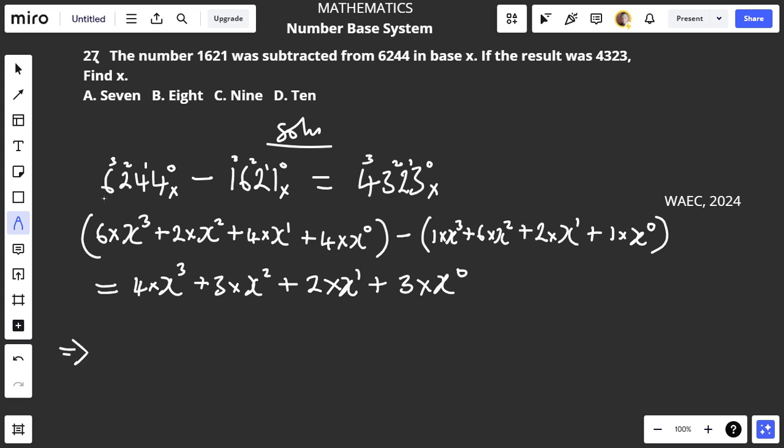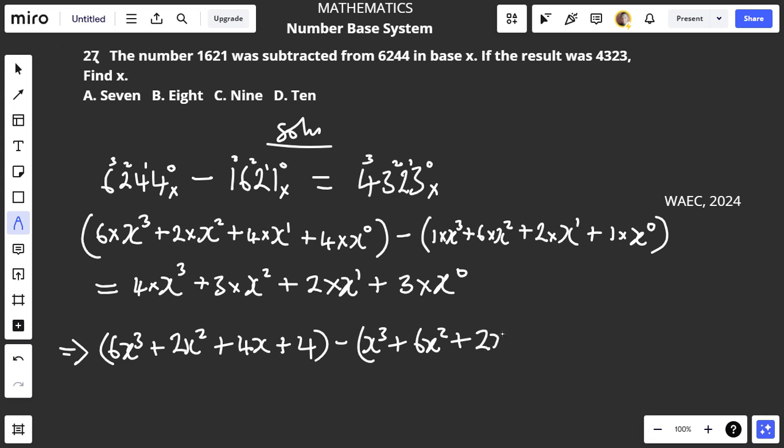So if we continue from here, what we'll have is 6x raised to the power of 3 plus 2x raised to the power of 2 here, plus 4x, and here anything raised by 0 is 1, so this is 4 times 1, 4, minus 1 times that will give you x raised to the power of 3, 6 times that 6x squared plus 2x plus x raised by 0 is 1, 1 times 1 is 1, bracket close.